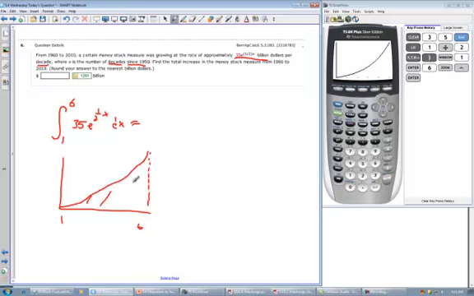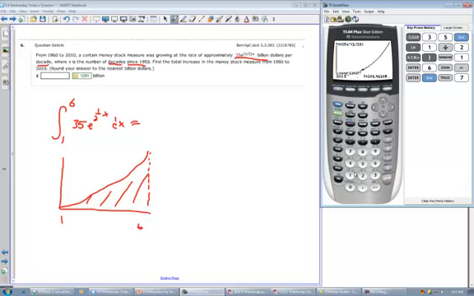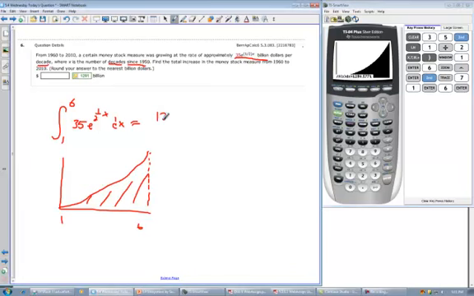this area. And I just hit second trace. Go down to number 7. And the lower limit is 1. The upper limit is 6. Hit enter. And we'll round to the nearest billion. So 1,291, since it's 0.5 billion dollars.